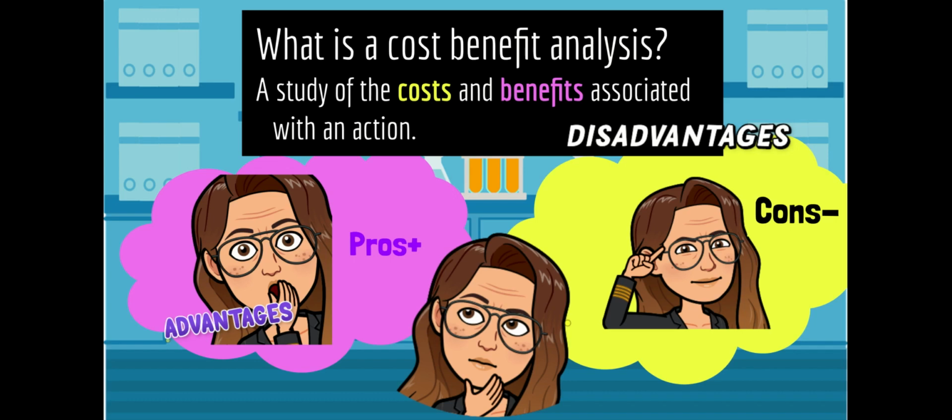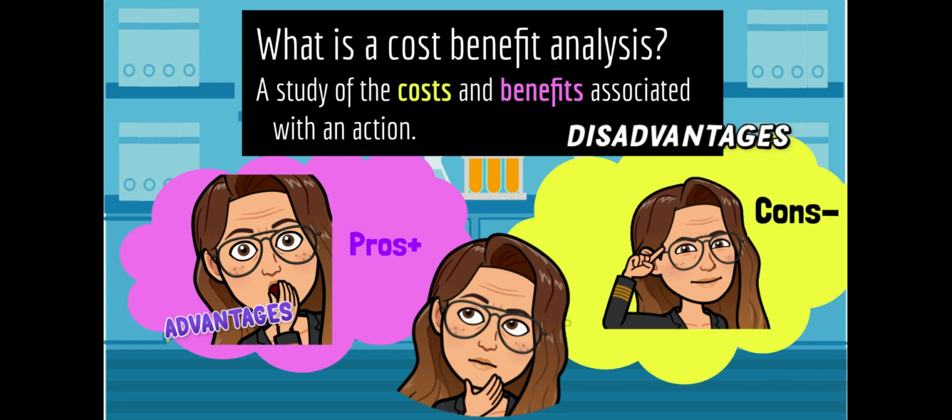But before any engineer decides on a final solution, they always think about the costs and the benefits of each solution. You're probably wondering, what's a cost and what's a benefit? Well, a cost benefit analysis, it's a study of the good things that could come out of a particular plan or solution, and the bad things that could come out of a particular plan or a solution. The good things are the benefits, the bad things are the costs.